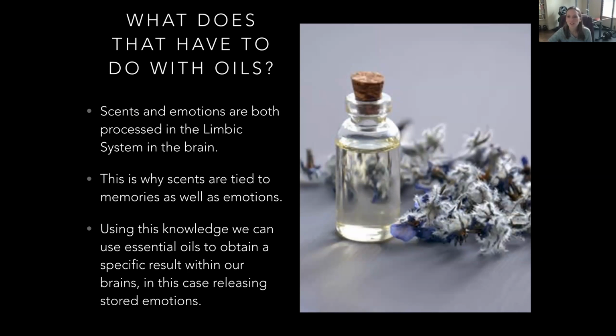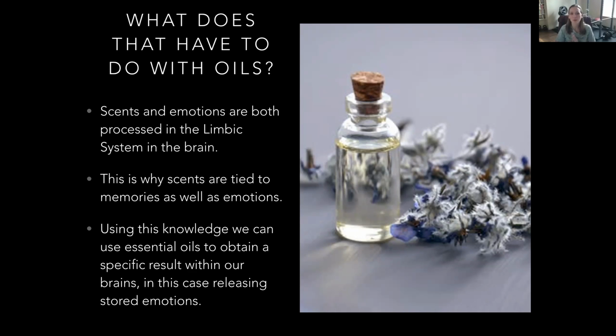Okay. So what does that have to do with essential oils? That's just your feelings, right? No. The scents and emotions are both processed through the limbic system in your brain. So basically what that means is the olfactory bulb, which is where your scents are processed, and the amygdala, which is where your emotions are processed, both live in the limbic system in your brain.